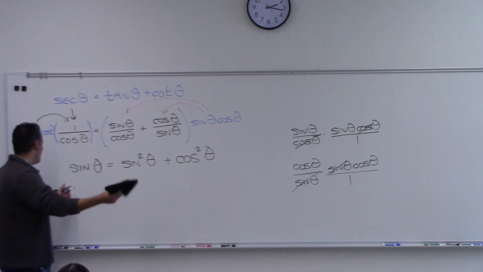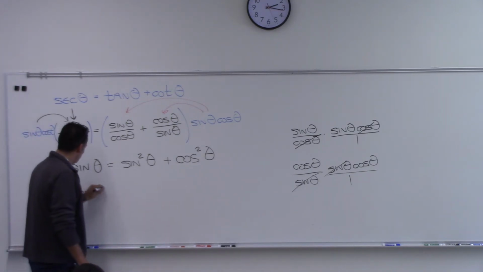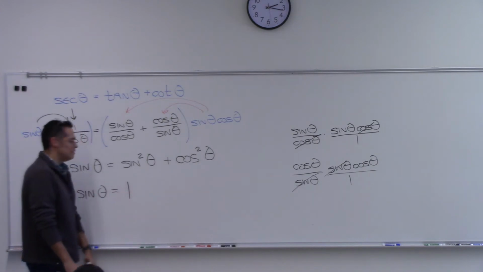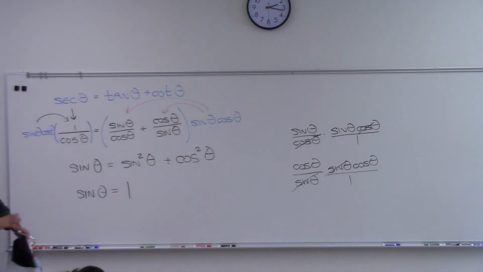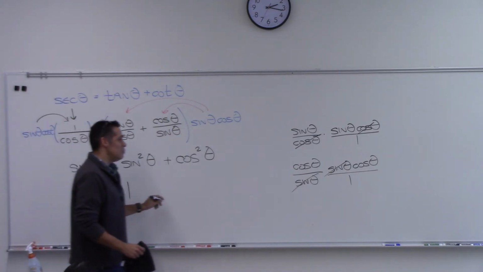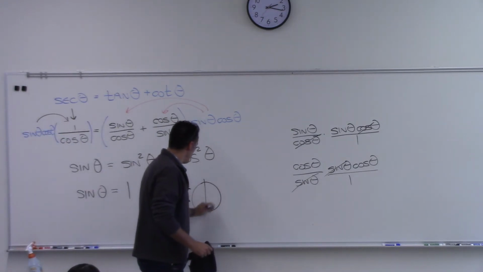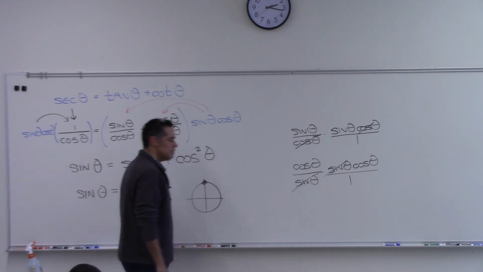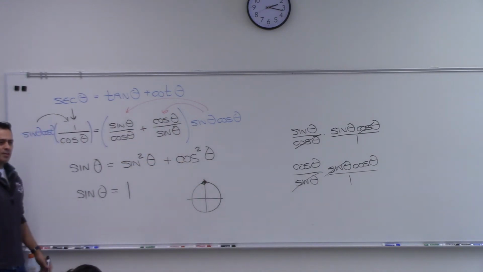All right, so sorry, the right side is 1. Sine theta is 1, right? And now what is this saying? Where on the unit circle is the y coordinate 1, right? So that's up here. So that's just pi over 2 plus 2 pi k.